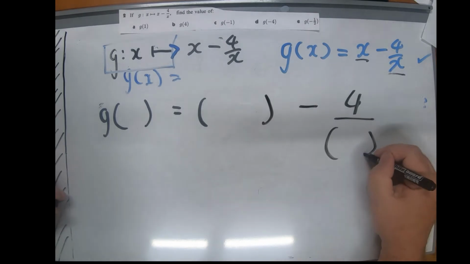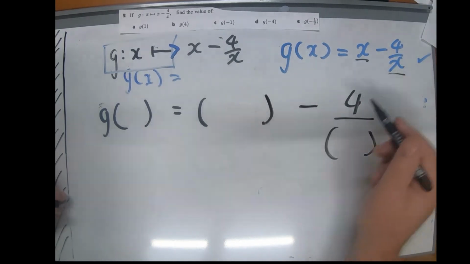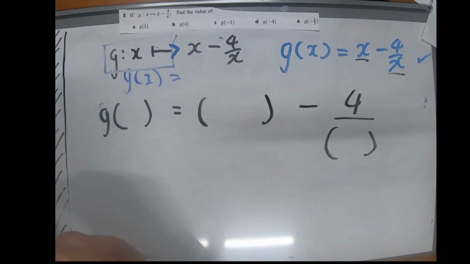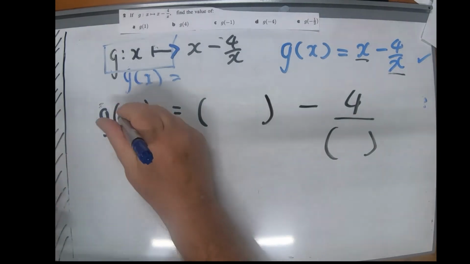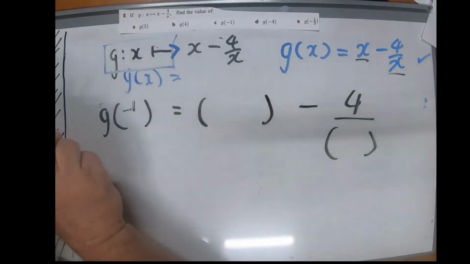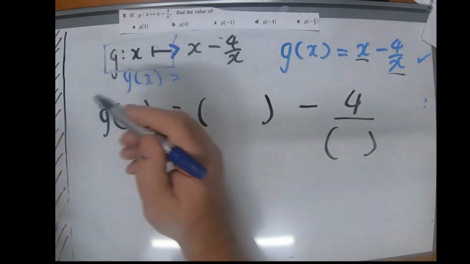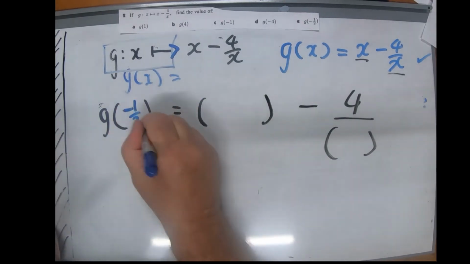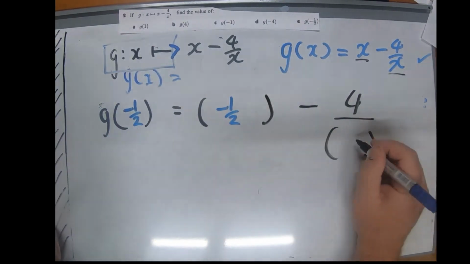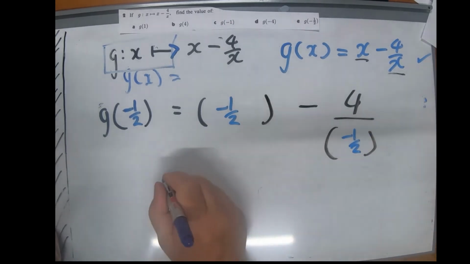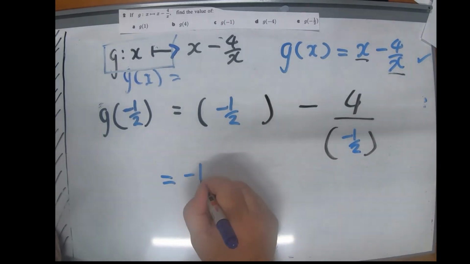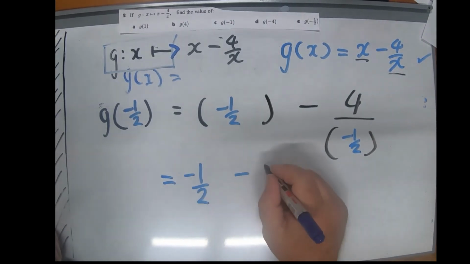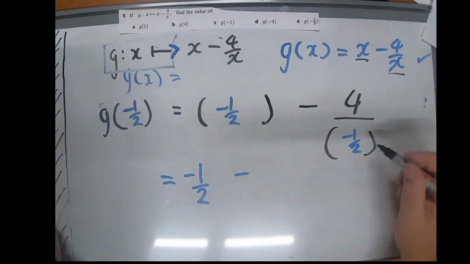That's the g function for this question. X take 4 on x, bracket take 4 on bracket. We're going to substitute the minus 1/2 in here. And here we have, do we remember what's going on with our fractions? So first of all, there's minus 1/2. Here is minus 4 divided by minus 1/2.